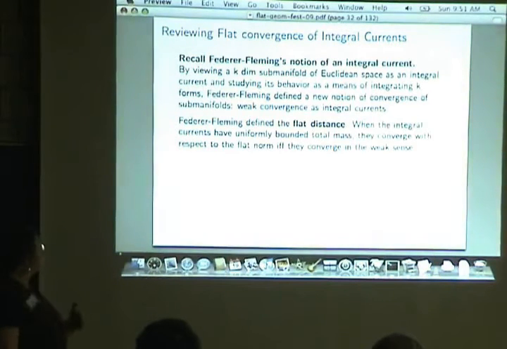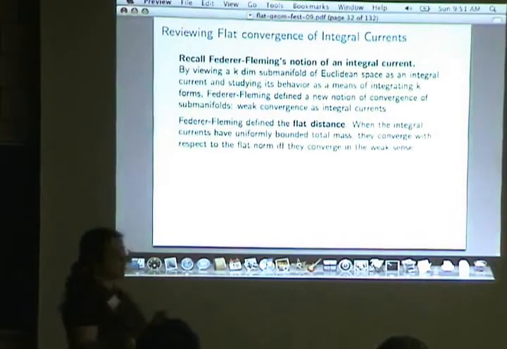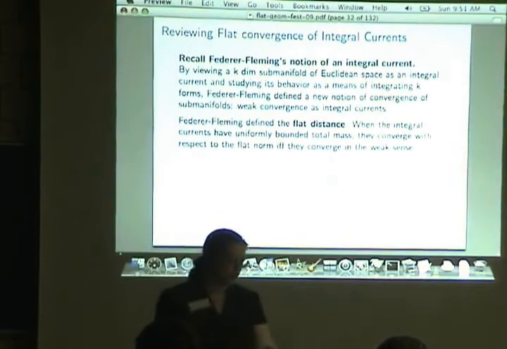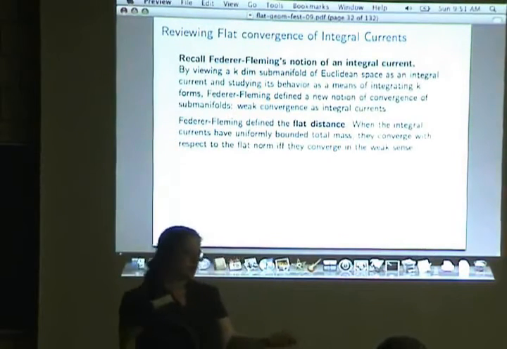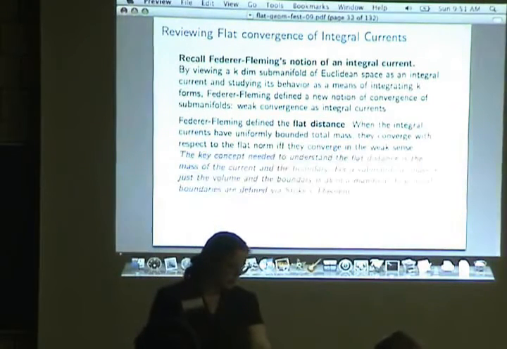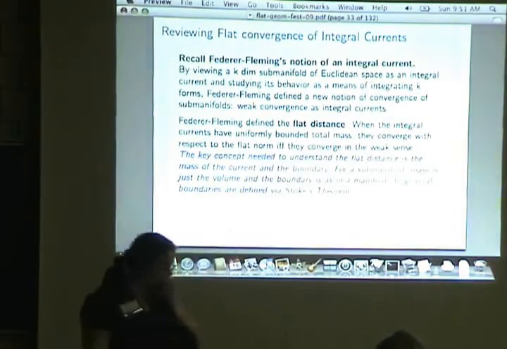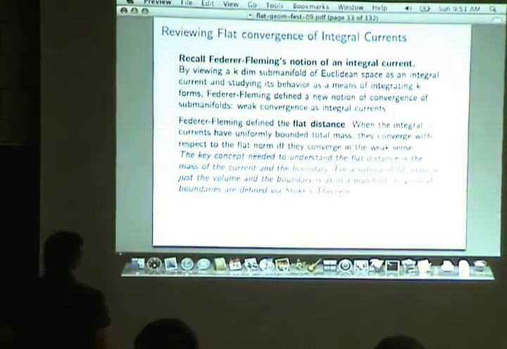Flat convergence and weak convergence agree when there's a uniform bound on the mass of a sequence and on the mass of the boundaries. That's called the total mass. So it's going to work well with the weak. So we can say that last sequence converges in the flat sense in Euclidean space. The key concept you need to understand the flat distance is the notion of the mass of the current and the boundary of the current.